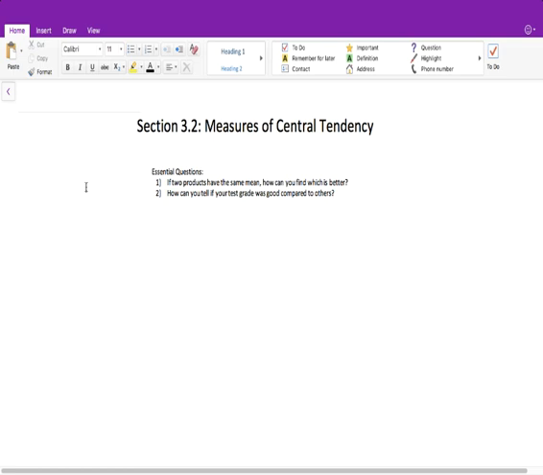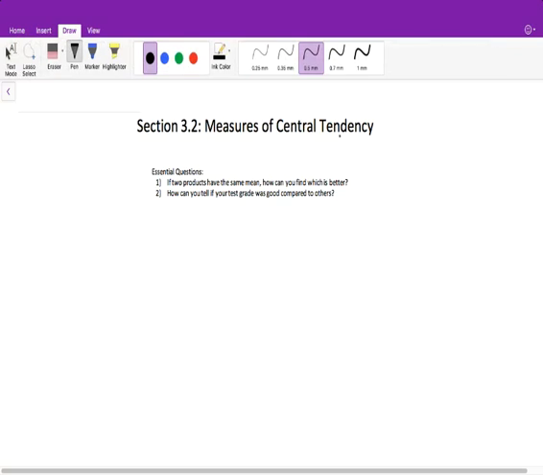All right, so now we're moving on to chapter 3 and section 3.2, which is going to be the measures of central tendency. This section is actually going to be broken up into a bunch of different videos. I think it'll just be easier to do each topic within this section as its own video. So this is going to be a lot of different videos.